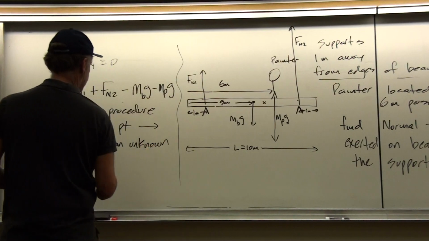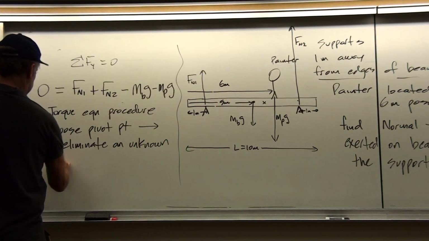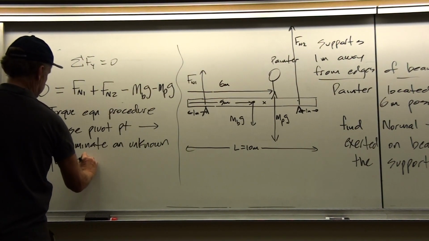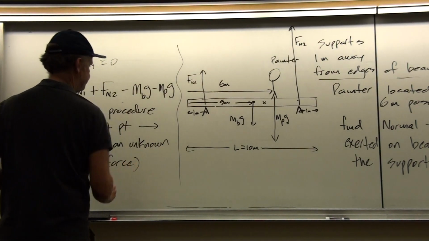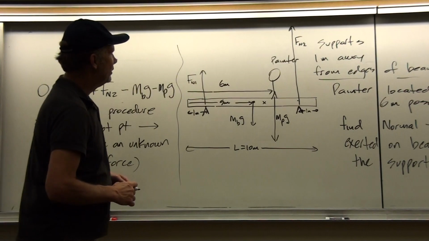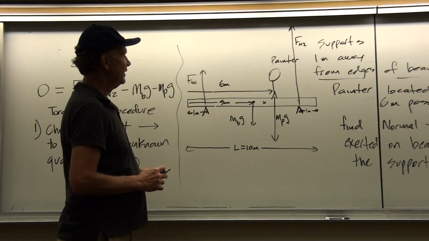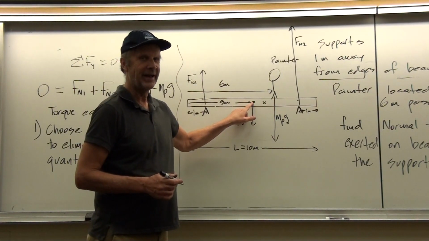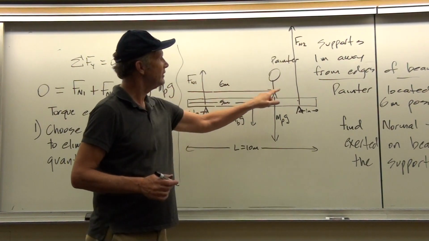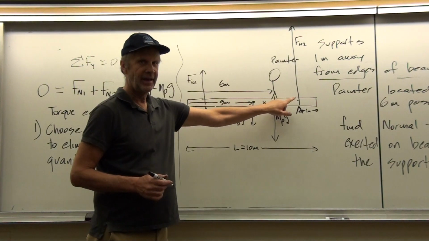Or in general, an unknown quantity. But in our example, it's going to be an unknown force. Okay, so what I could do then is, a lot of people would say, oh, I'm going to choose the pivot point at the center of mass. But then you have two unknowns in your torque equation.